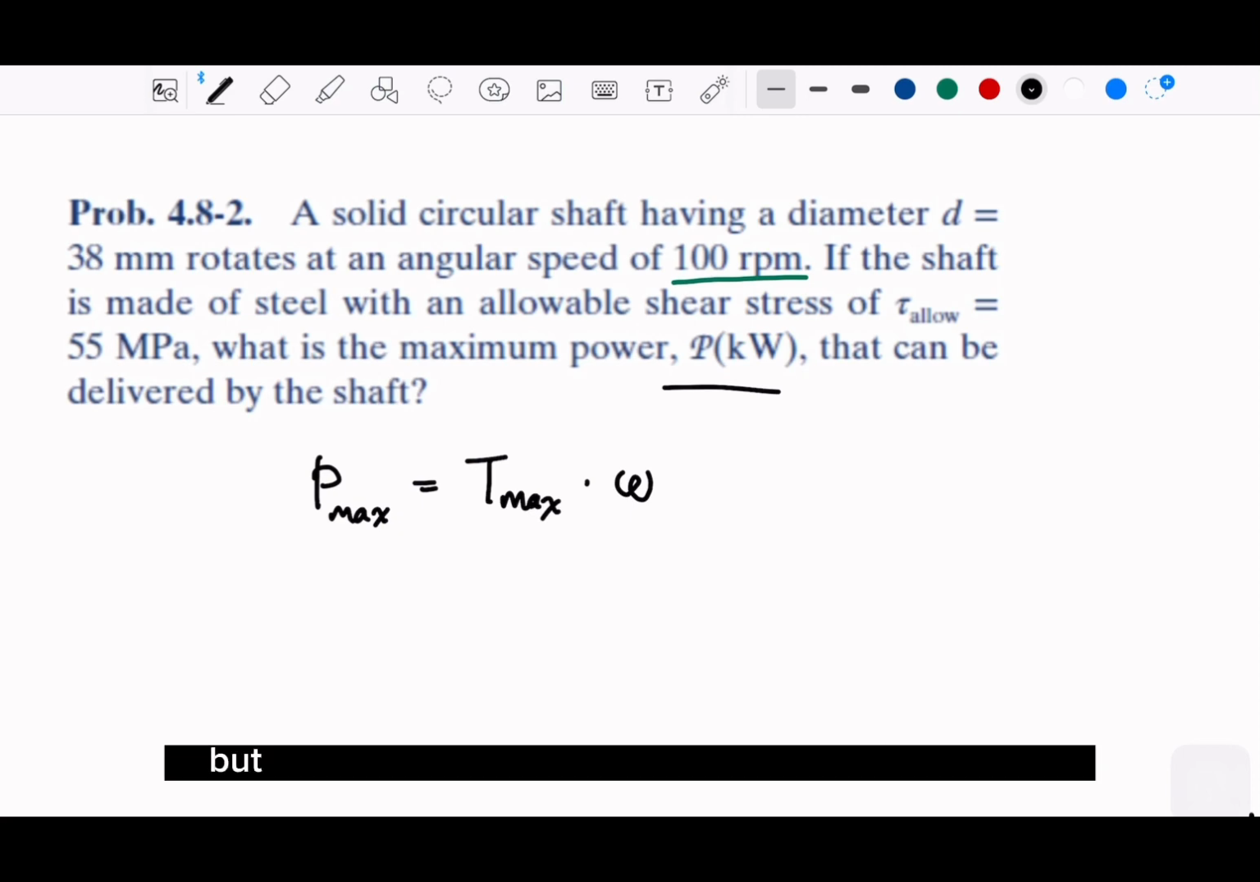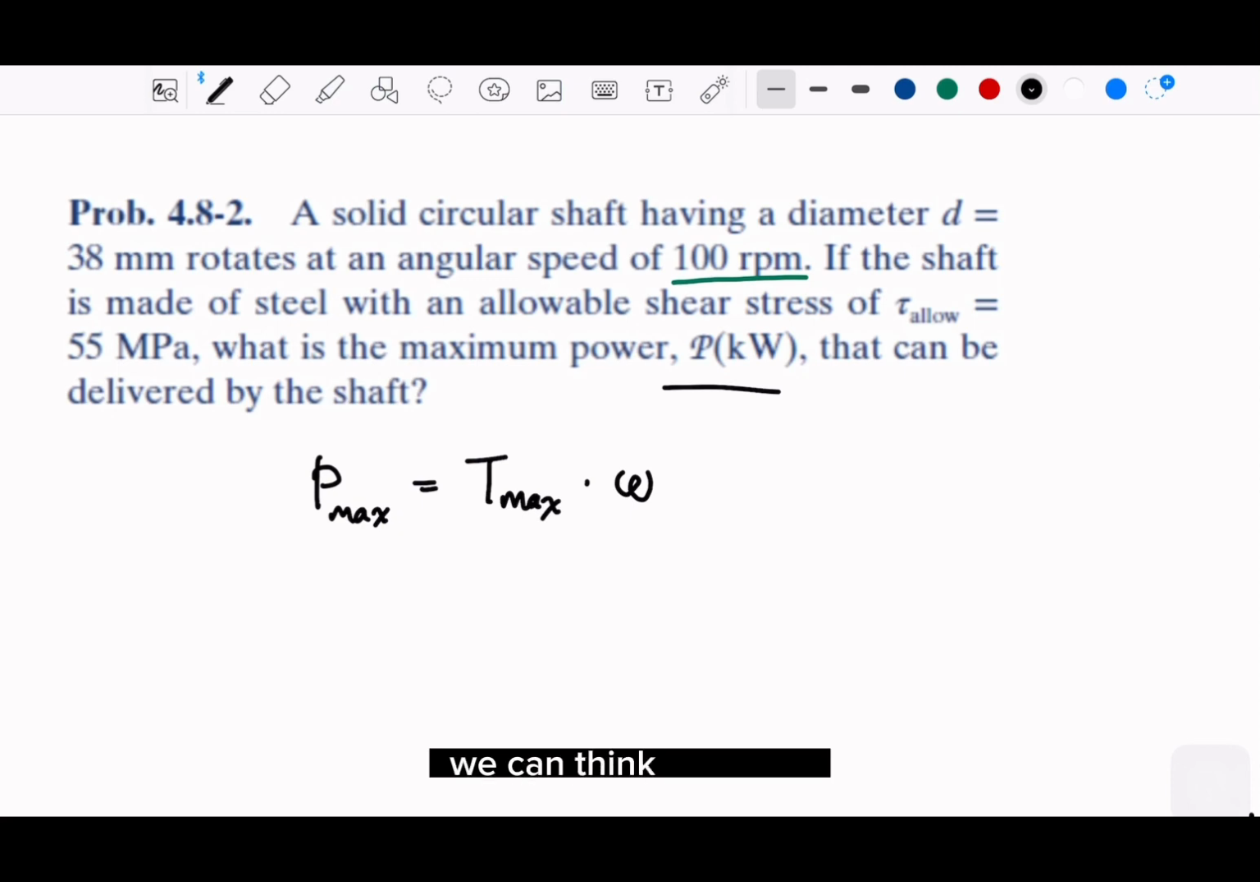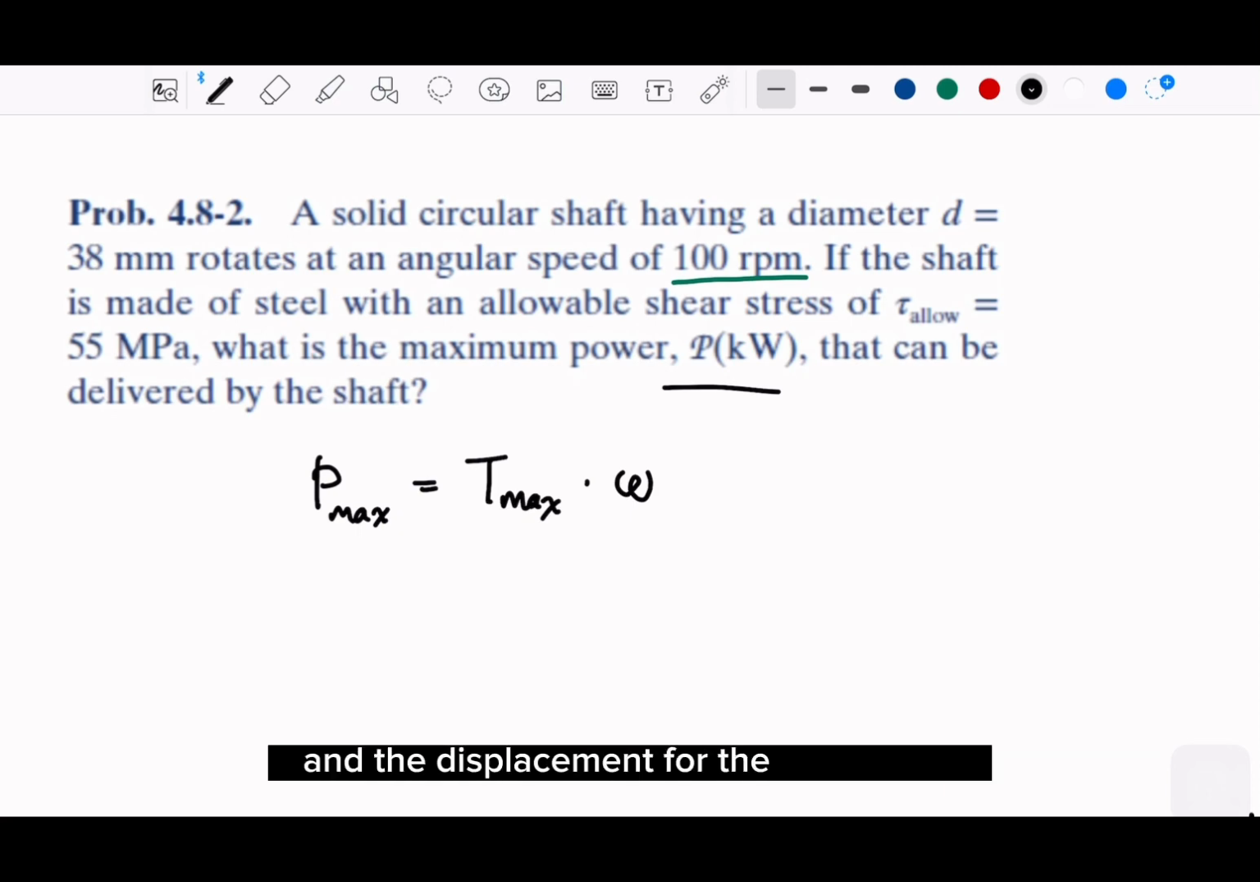Okay. But I hope you see how to solve it logically step by step. This is pretty similar to what we have in chapter 3. In chapter 3, remember, we have the force, and then we have the elongations. We can think of the force in chapter 4 as mostly the torque, and the displacement for the elongations, and now we have the displacement in angle. And how we use the steps is pretty similar.